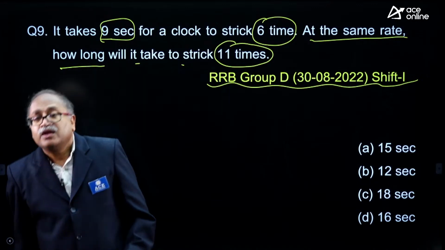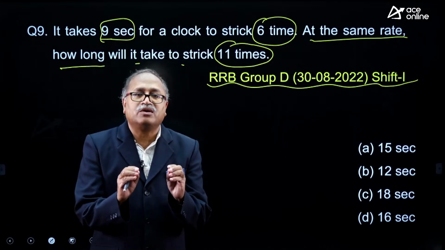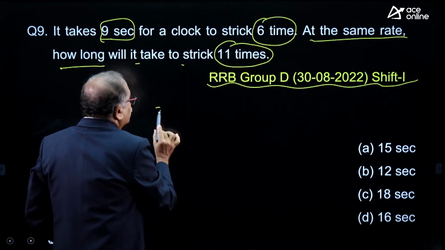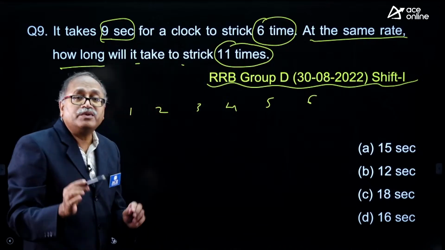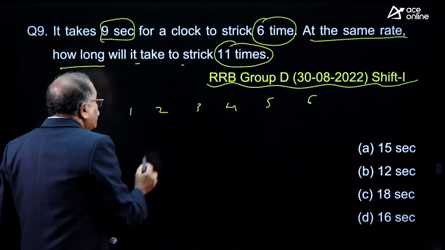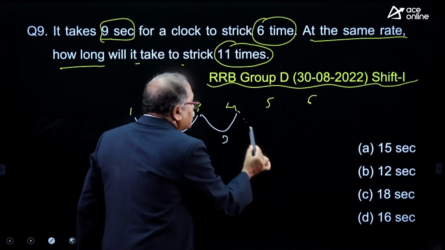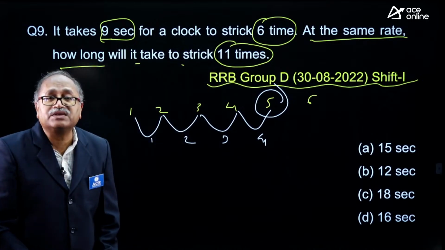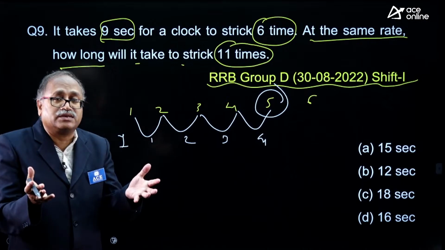All my dear friends, please notice this question. Very common question in clock. It is striking 6 times: 1, 2, 3, 4, 5, 6. How many intervals? The number of intervals is 1, 2, 3, 4, 5. That is 1 less than the number of strikes. So I need to take the interval, not the strikes.